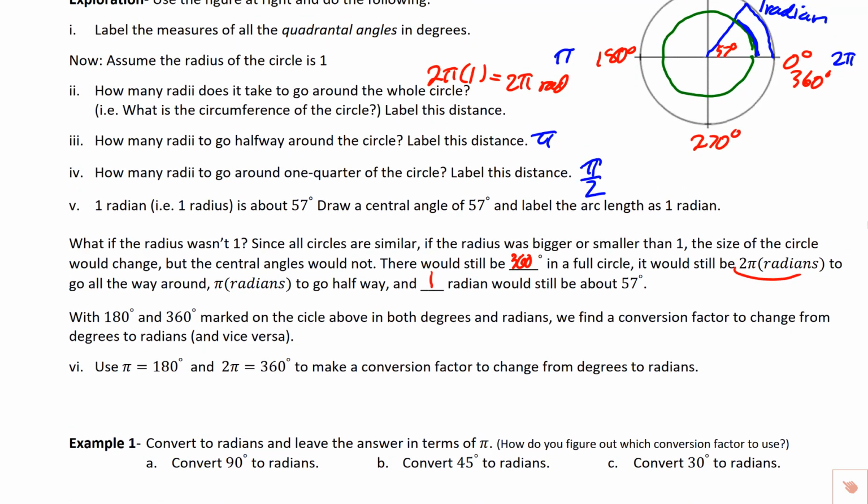Is 57 degrees just a fancy number we use in numbers? No. It's just in a ballpark. I'll show you how we got that in just a second.